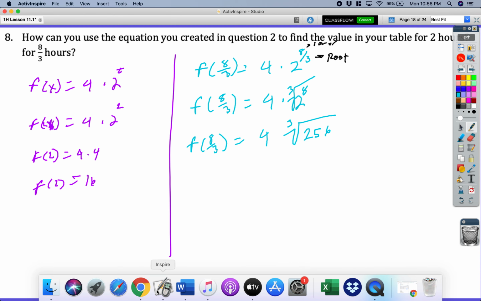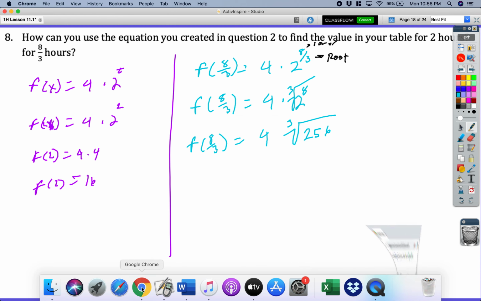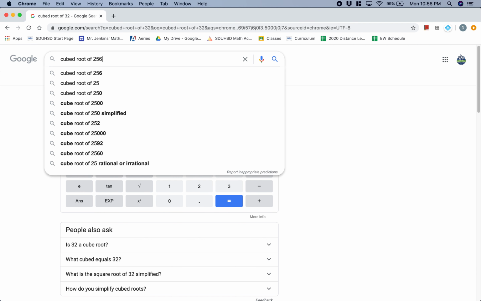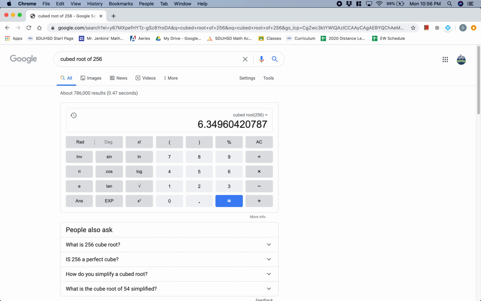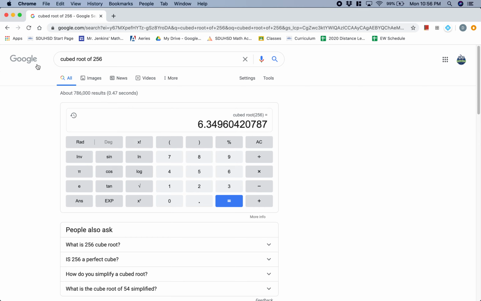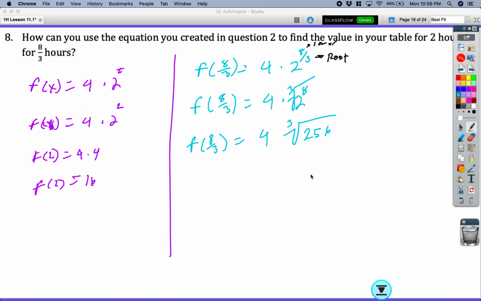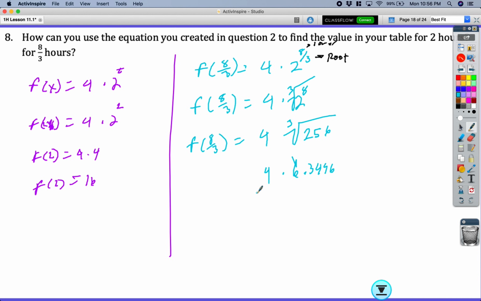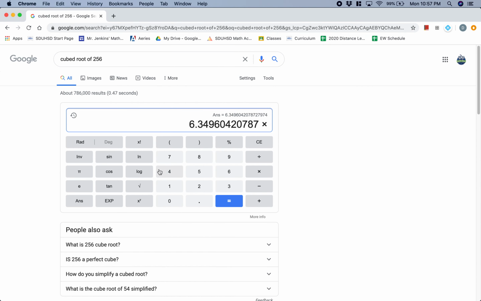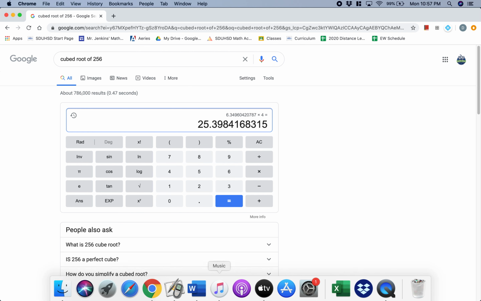I can just bring up a scientific calculator really quickly and say what is the cubed root of 256. So if I look at this, I will get the answer of 6.3496 times 4. And then all I need to do is multiply those two. So I'll go ahead and bring this up, multiply it by 4, and then I'm going to get the answer 25.398.